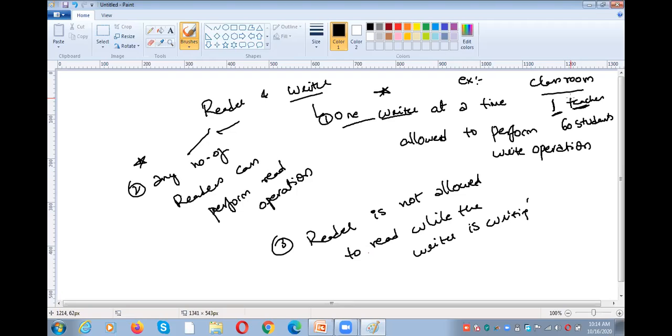How many readers? Any number of readers can read the information. There is no reader limit. Any number of readers can perform the read operation at the same time, but only one writer at a time is allowed to perform the write operation.